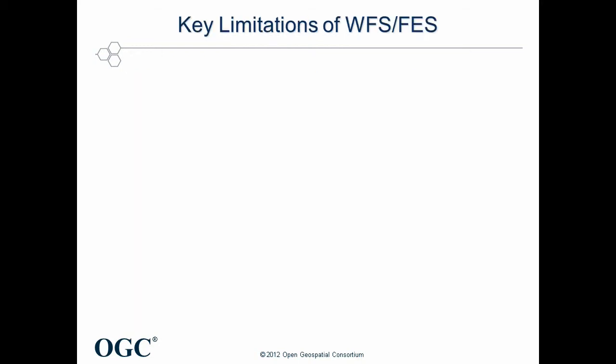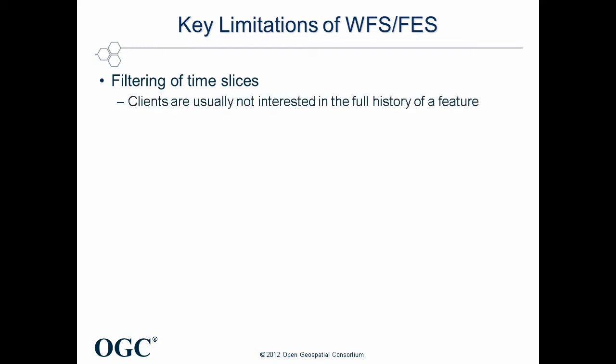What are the key limitations for the existing standards regarding dynamic features? One of them is the lack of suitable operators to filter time slices. Without, clients always receive the full history of time slices for every feature in a result set, which is not what is usually demanded. What is missing is the ability to request a subset of the feature's time slices. In particular, the powerful filter encoding operators cannot be used for that.